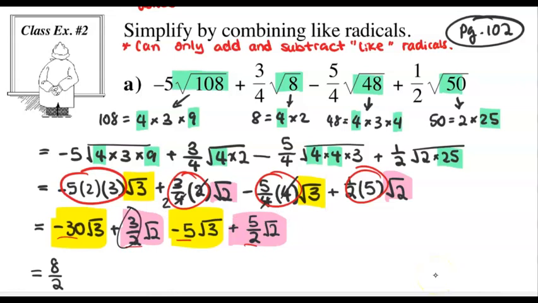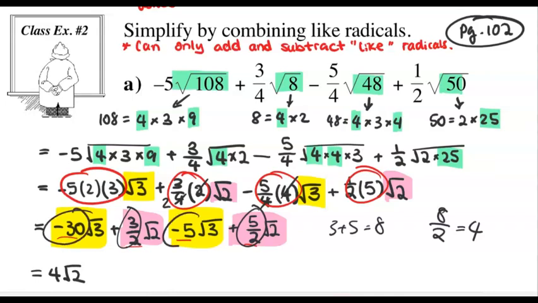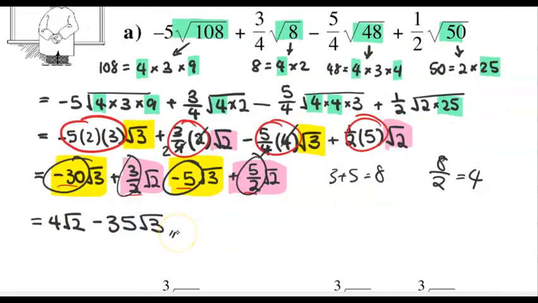3 over 2 plus 5 over 2 would be 3 plus 5, which just gives me 8. So then I have 8 over 2, which I can simplify to 4. So I'm going to write my first coefficient as 4 times square root of 2. Next one we're dealing with is the negative 30 minus 5. So that gives me minus 35 times square root of 3. And we're done.